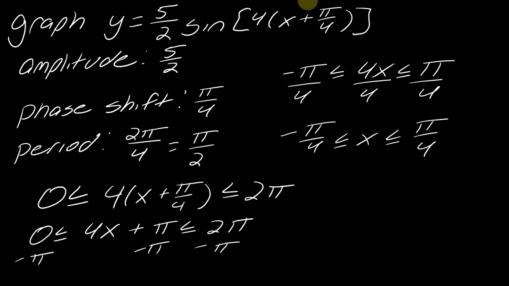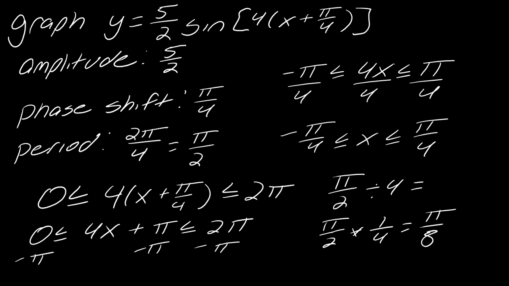Okay, so this is where I'm going to start. This is where I'm going to end. And then what are the steps going to be from here to here? To get that, I take my period and I divide it by 4. So if I take pi over 2 and divide that by 4, that's going to give me pi over 8 steps. Okay, so I think we've got everything we need to get this party started, so let's keep going.